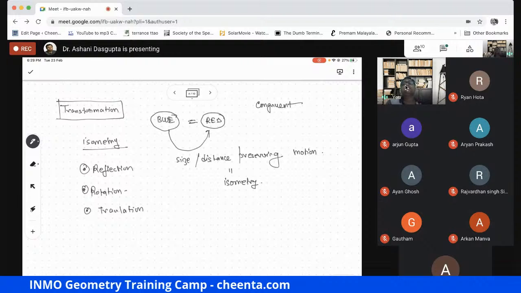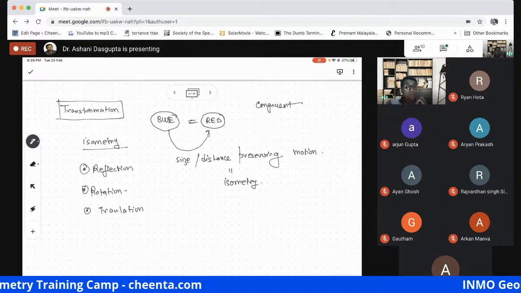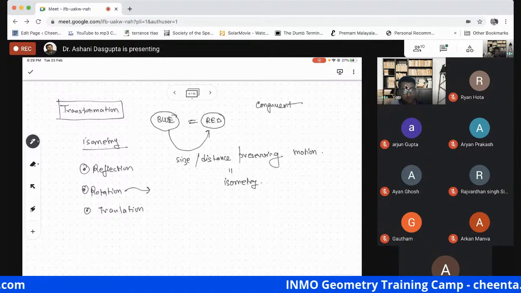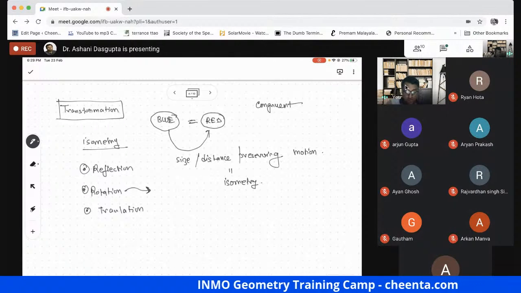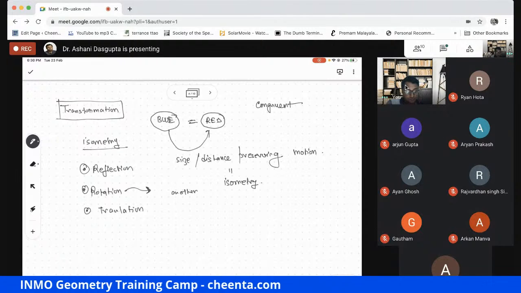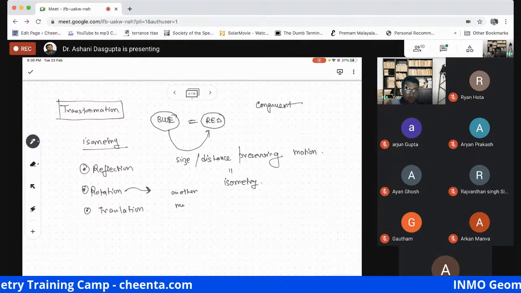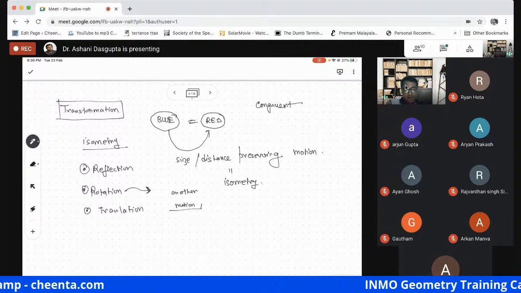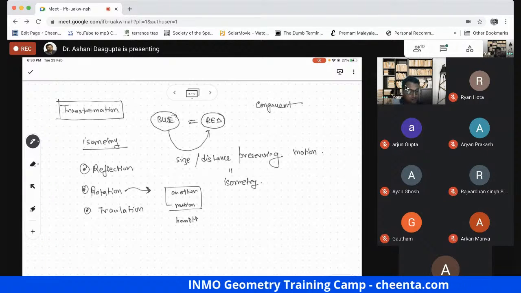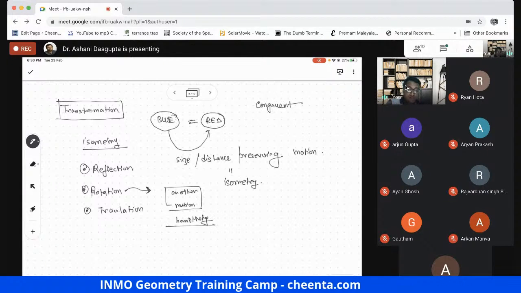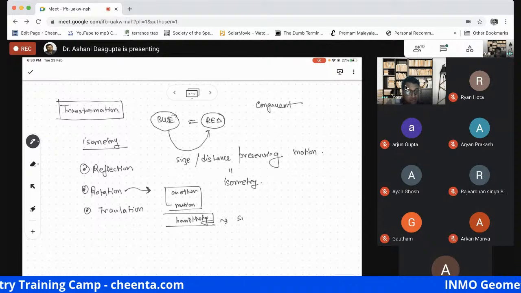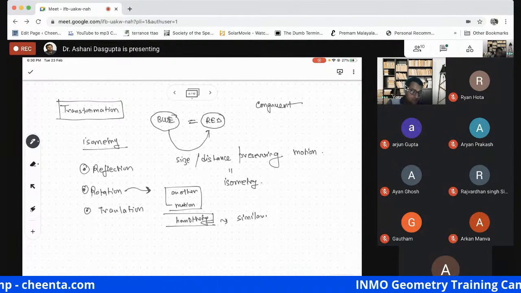But we will be speaking about a combination of rotation with another type of motion, which is not an isometry. This is called homothety. It basically does not preserve size. It is often known as a similarity transformation.